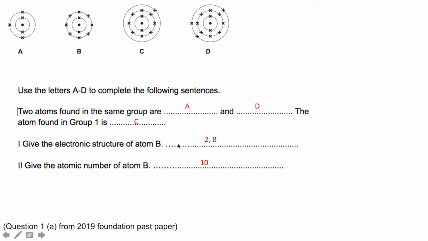Now give the electronic structure of atom B. That'll be 2, 8, obviously 2 electrons in the inner shell, and a full outer shell of 8 electrons, so it's 2, 8. And give the atomic number of atom B, that would just be 10. That's obviously 10 electrons. The atom overall has no charge, not ionized, and if you have 10 electrons, you would have 10 protons, and the atomic number is the number of protons in the nucleus of the atom.